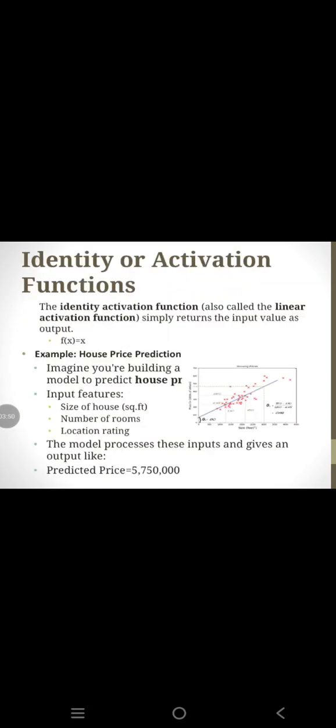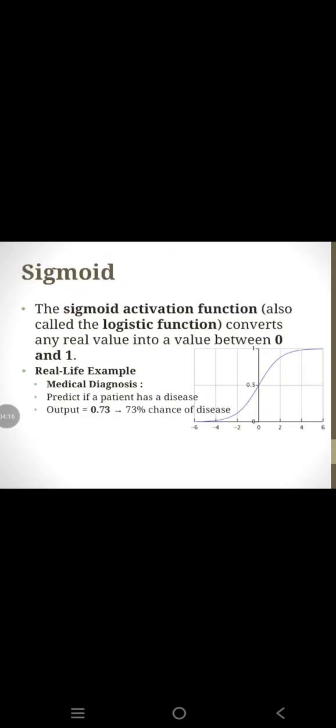So next one is identity or linear activation function. So identity function simply returns input as output. It is a straight line that passes through the data. So imagine if we are predicting a house price, the input features will be size of house, number of rooms, location. So this model processes these inputs and gives an output like predicted price, as given in the diagram.